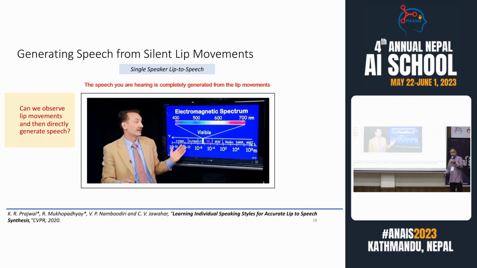Here's an example. We talk about the relationship between the wavelength, the frequency, and the speed of electromagnetic radiation. The product of the wavelength and the frequency is speed. So this entire thing is developed, the speech is generated from the lip movement. So you can just speak.